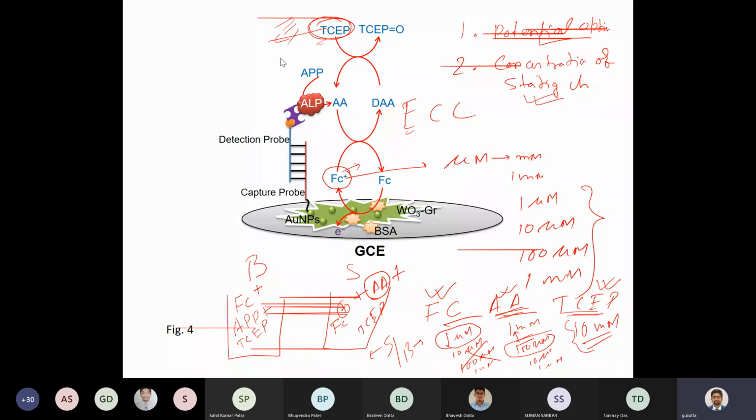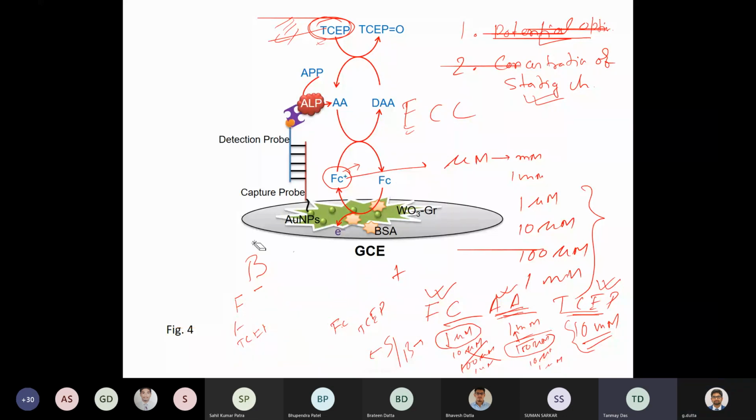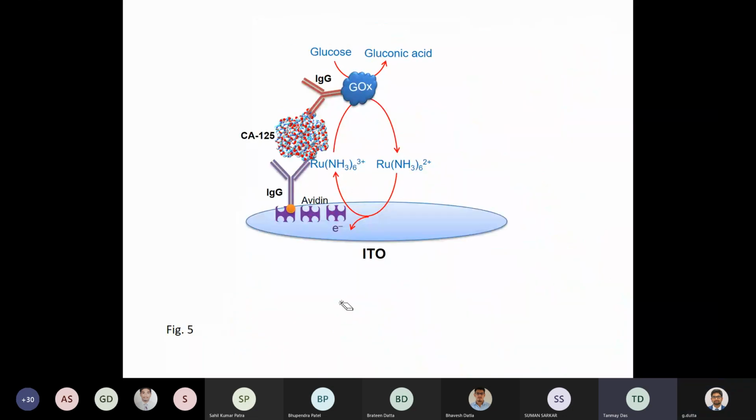Now clear? Yes, sir. Okay, so this way you are getting trained from my side on how an actual experiment can be done in the lab. Okay, clear? Yes. Yes, sir. Okay.